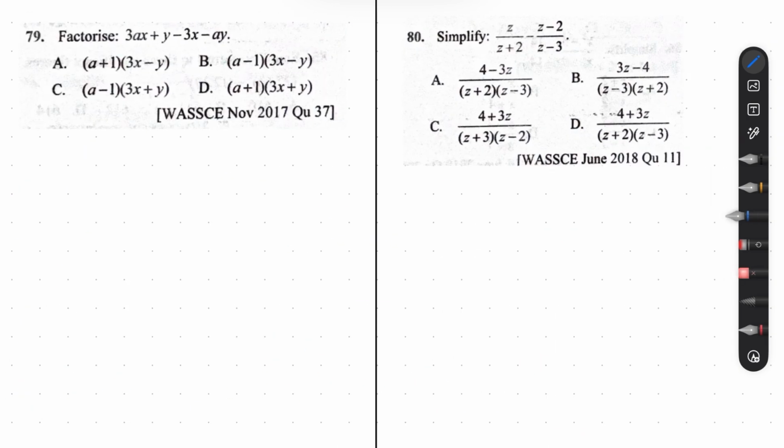Okay, let's go to question number 79. It says factorize this. Okay, so let's write that down. You have 3ax plus y minus 3x minus ay. Okay, cool. So now, how can we factorize this?